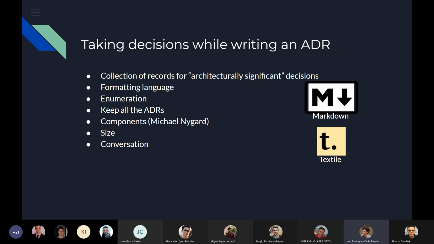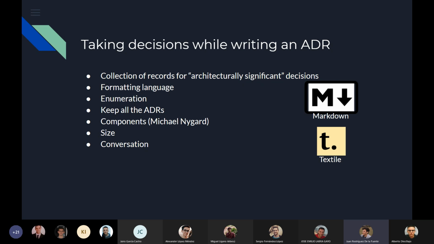Now we are going to see the templates in order to create an ADR, but we will see the components later. And the size should be more or less about 1 or 2 pages in order to be an easy and fast document to digest.